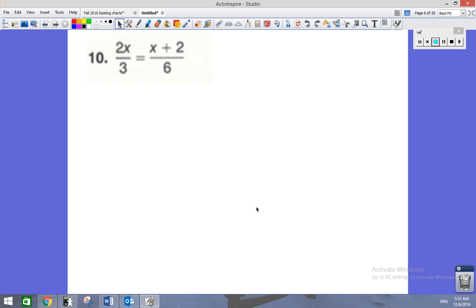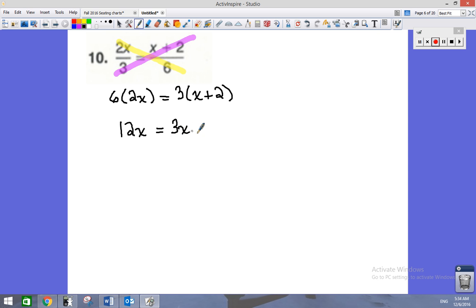Here again we have a proportion. Our technique is going to remain the same for all of these. Multiply along this diagonal, multiply along this diagonal, and set those products equal to each other. 6 times 2x, 3 times the quantity x plus 2. On the left hand side we have 12x. On the right hand side, multiplication distributes over addition. We've got 3 times the first term plus 3 times the second term.